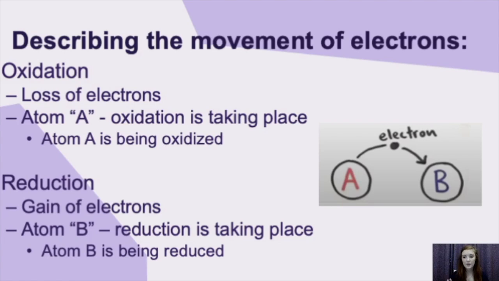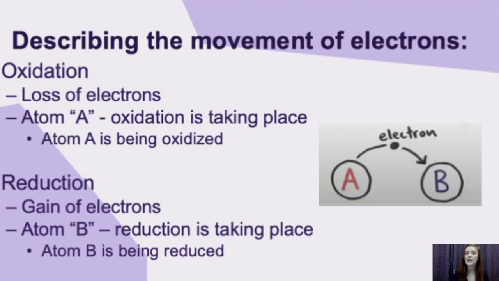This gets a little bit confusing, but just hang with me because I have a couple of tricks for you to learn in order to remember it. So we have oxidation and we have reduction. Let's talk about oxidation first. Oxidation is a loss of electrons. So in this example, in the little picture, atom A, oxidation is taking place. Atom A is being oxidized because atom A is losing an electron.